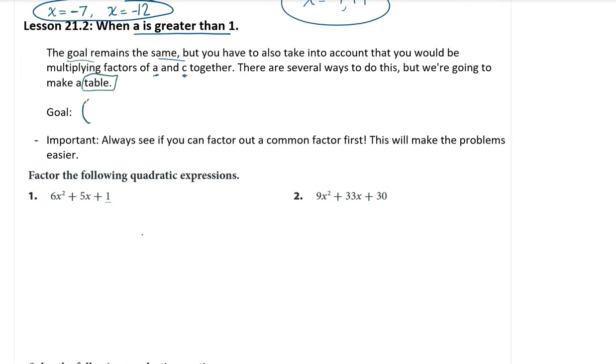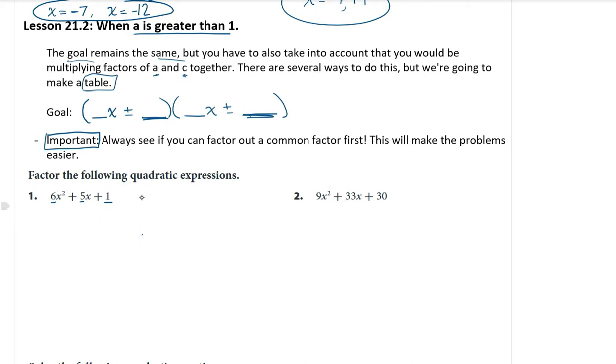The goal here is that you're going to have blank x plus or minus blank times blank x plus or minus blank. So before you only had to figure out the second blank, but now we're going to have numbers in front of the x. Also, it's very important that you see if you can factor anything out first. This will make the problems a lot easier to solve. So looking at this first example, I have 6, 5, and 1. There is no common factor, so that means I can't simplify it.